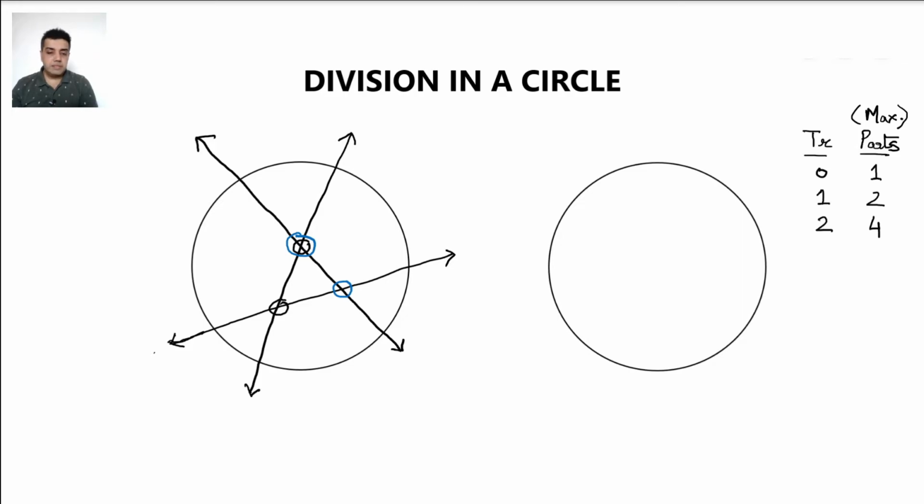Does that make sense? It does. Okay, now let us count the number of parts here. So 1, 2, 3, 4, 5, 6, 7. So when we had taken 3 transversals such that every transversal has 2 distinct points of intersection with the others, in that case we had 7.